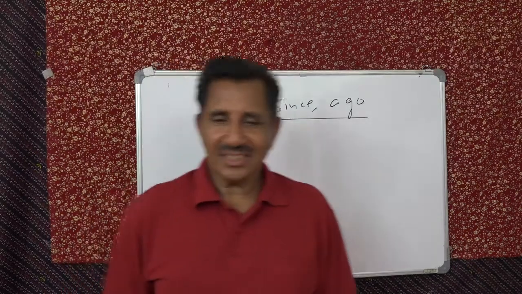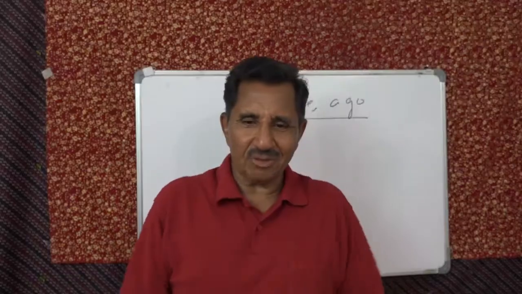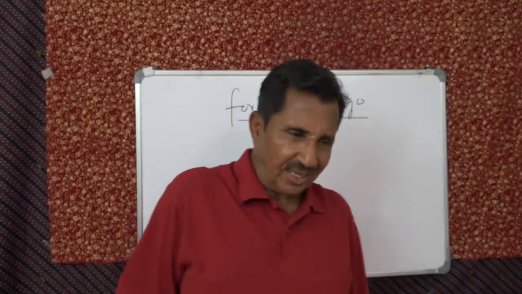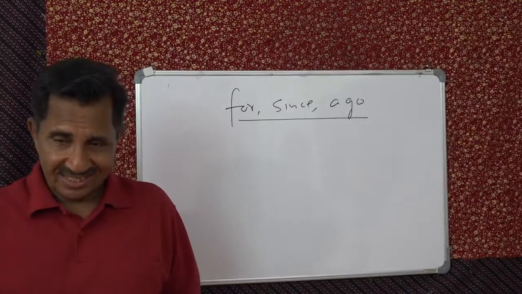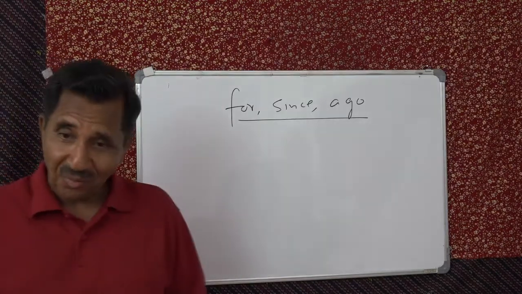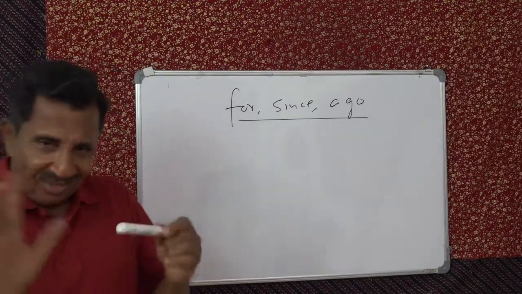Hello my dear friends, I have got three small words here today. Very simple: for, since, and ago. What is the meaning? Look at these sentences.